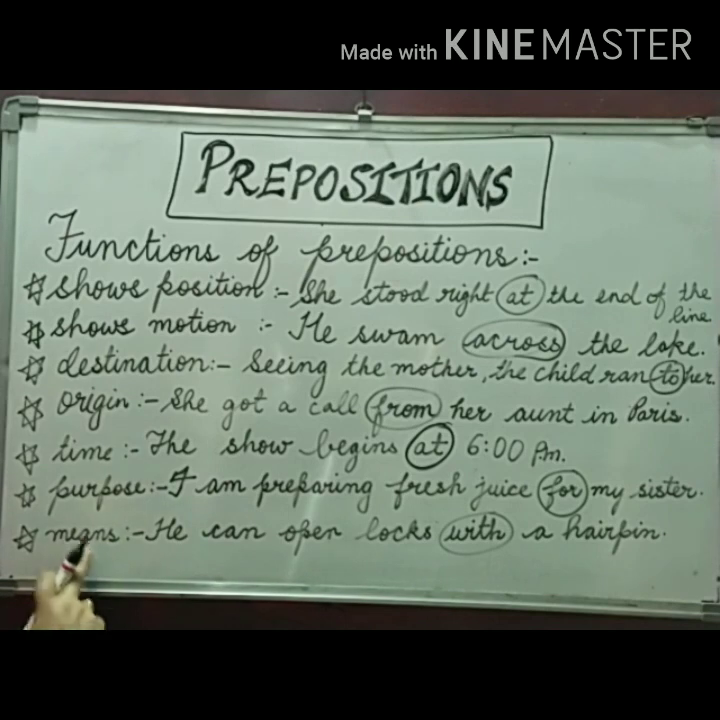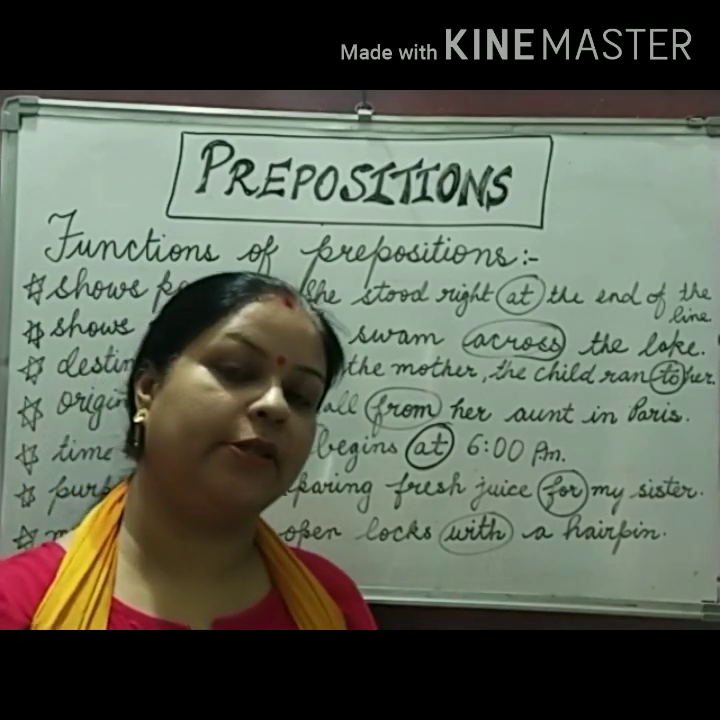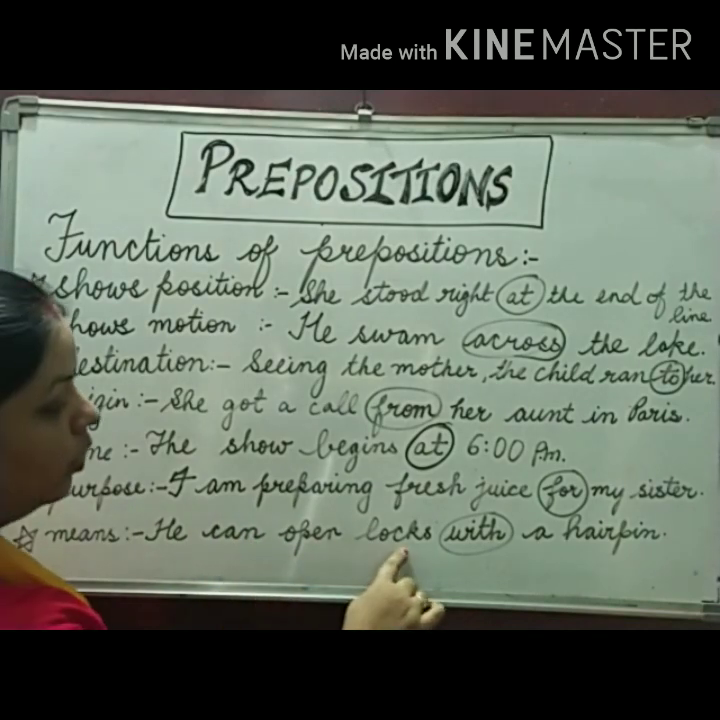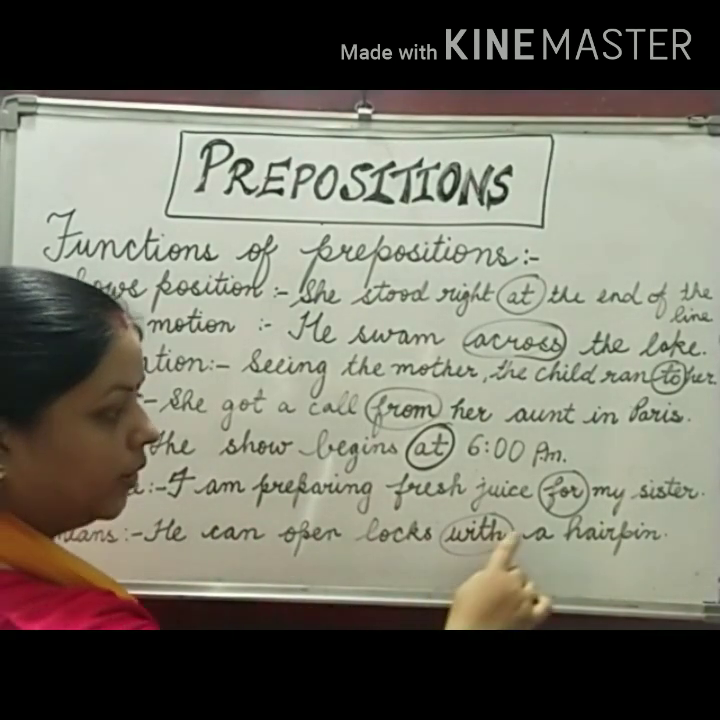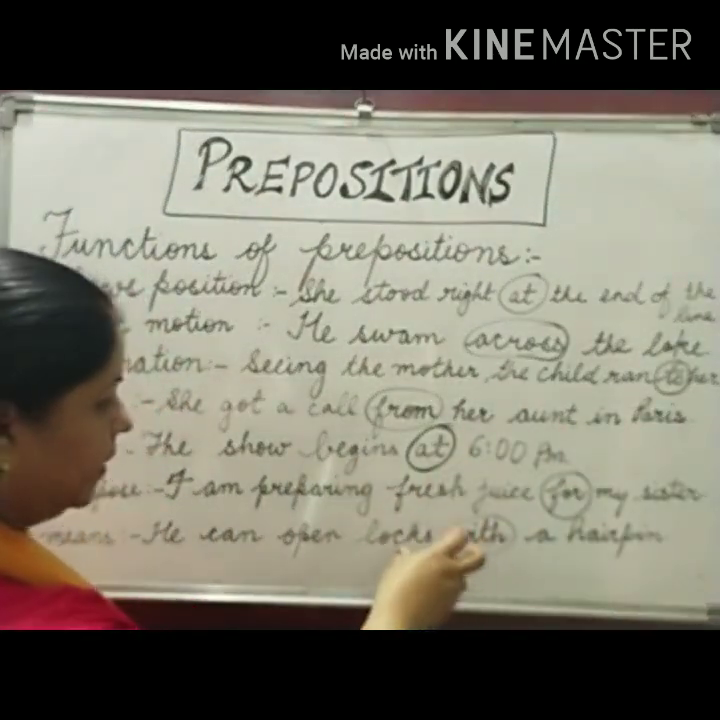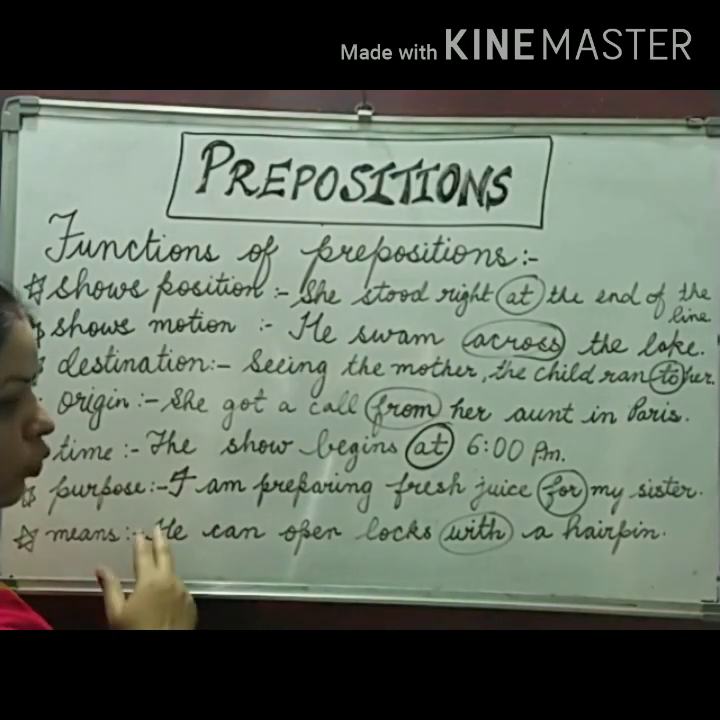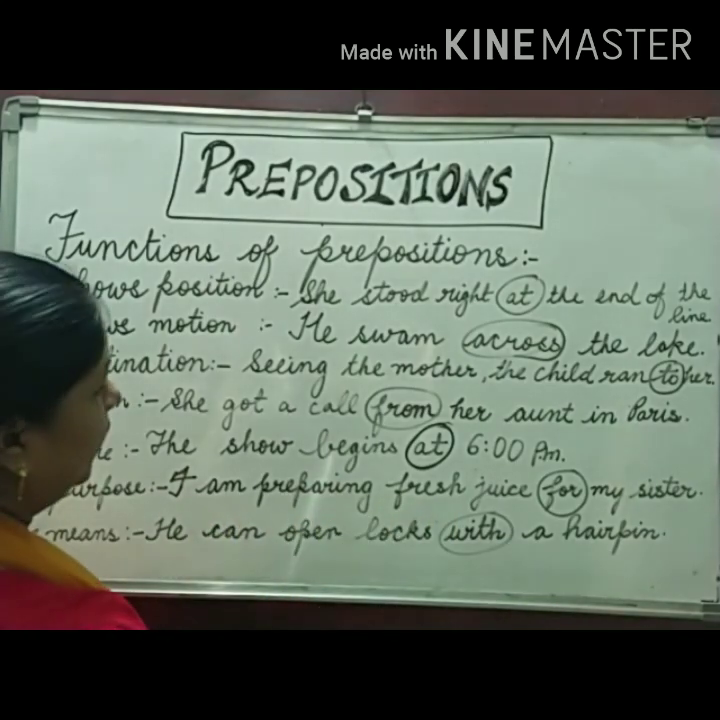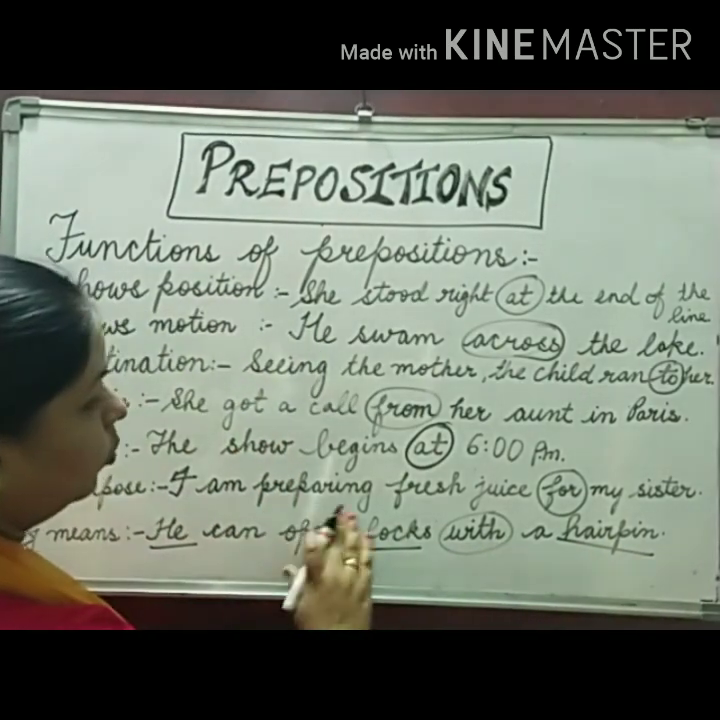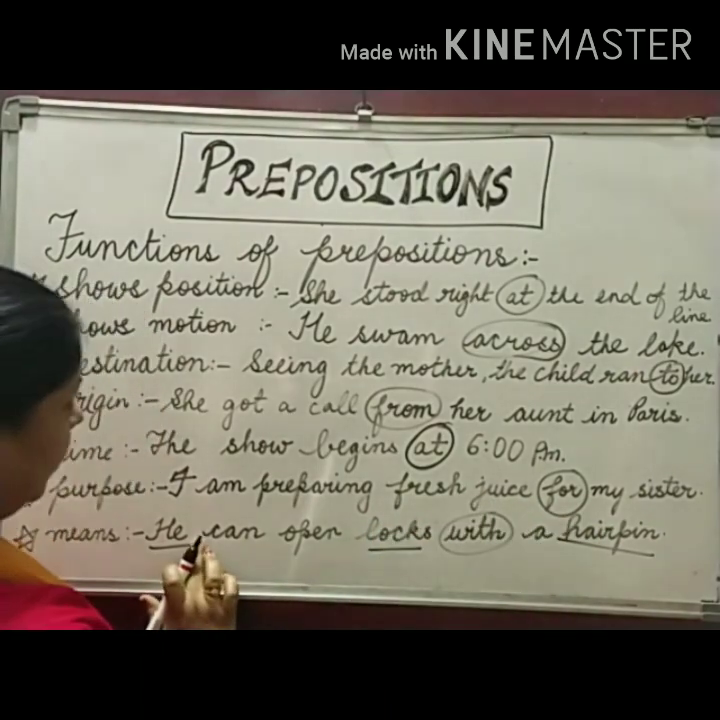Now means. So preposition also shows means. It also functions as for means. What is the meaning of means? Means is something that helps to work. So here we will see he can open locks. How can he open locks? With a hairpin. With the help of another noun, what is described here can be shown with the other pronoun or noun. So it shows relation. Everywhere we can see the relation: he can open locks. Locks can be opened with a hairpin.